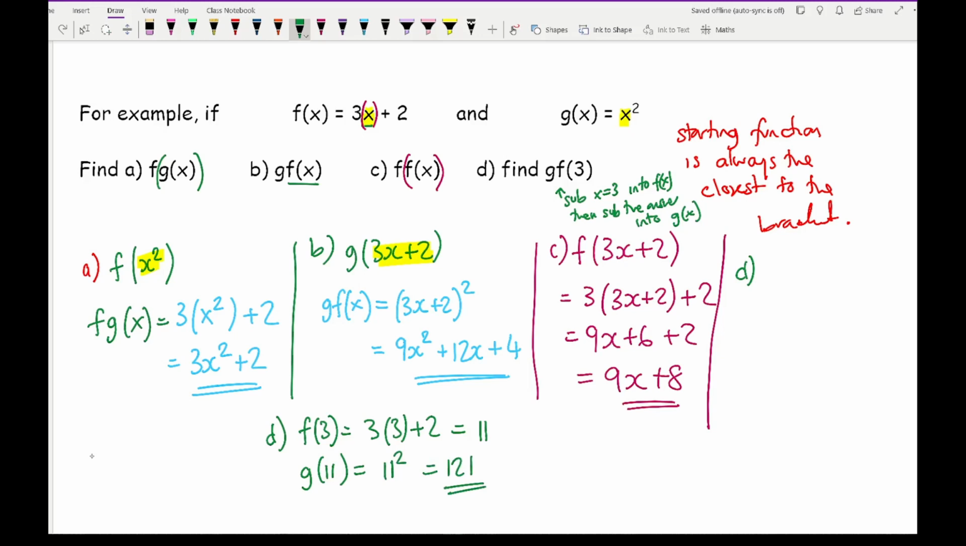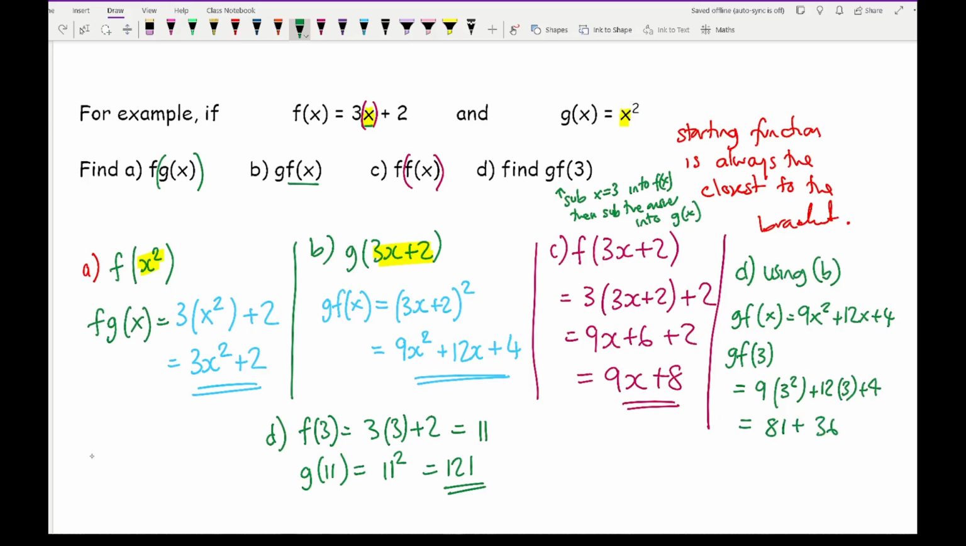Now, another way of doing it is to work out what the function of g f actually is going to be, which I've already worked out in b. So using my answer in b, g f of x equals 9x squared plus 12x plus 4. So if I then substitute 3 into that function, I end up with 9 times 3 squared plus 12 times 3 plus 4, which gives me 9 times 9, which is 81, plus 36 plus 4, which gives me an answer of 121, which, as you can see, gives me the same answer.